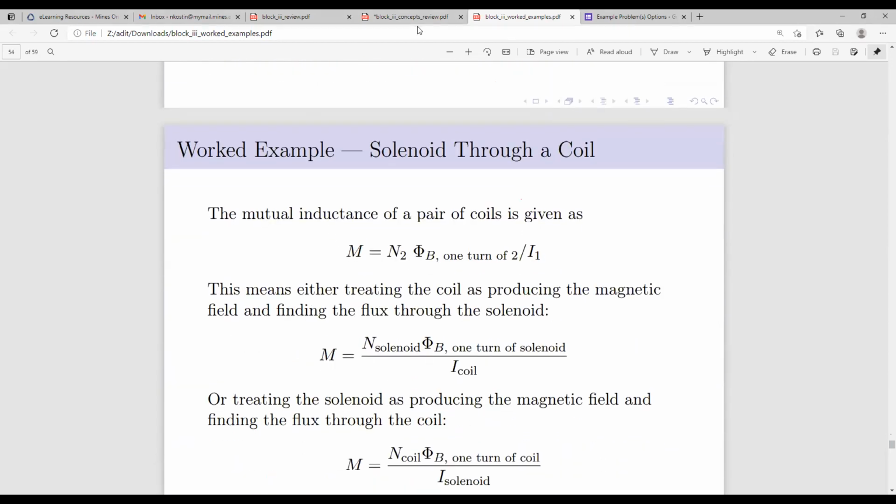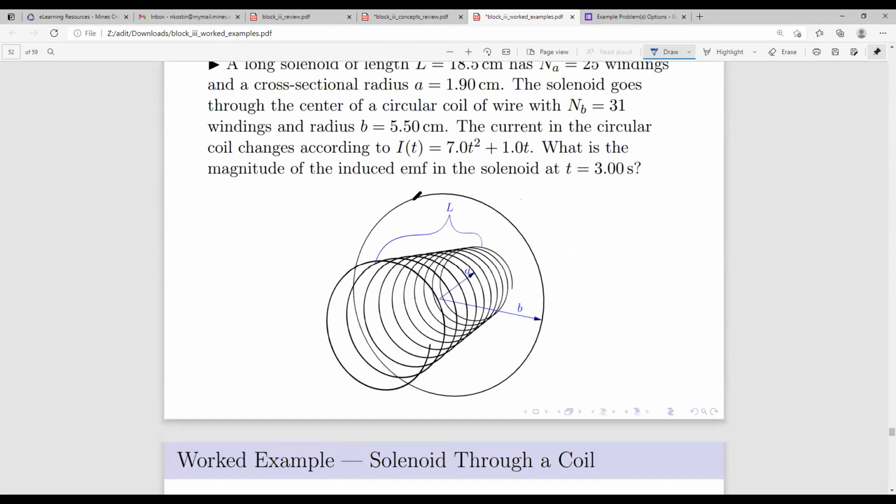So on the equation sheet, the equation for the mutual inductance of a pair of coils is given as M is the number of turns in one times the flux through that coil divided by the current in the other coil. And the nice thing about mutual inductance is that it gives us this sort of choice. We can either treat the coil as producing the magnetic field, and coils of course produce magnetic fields that, you know, with the problem that Portia did, they're sort of doing their own thing on the outside, and then in the inside, they're all sort of uniform.